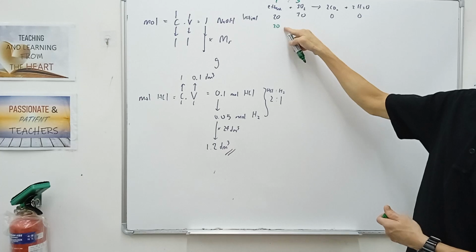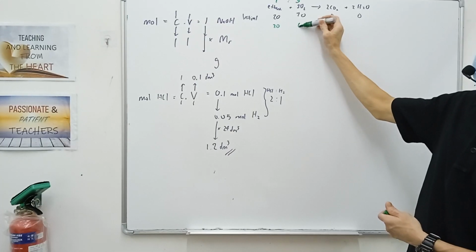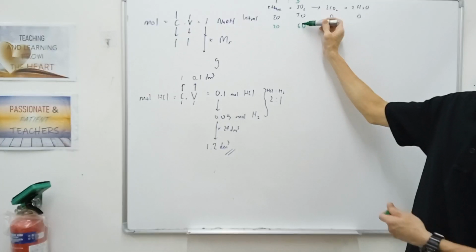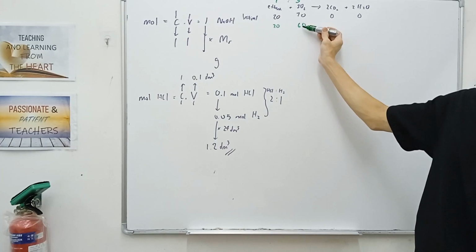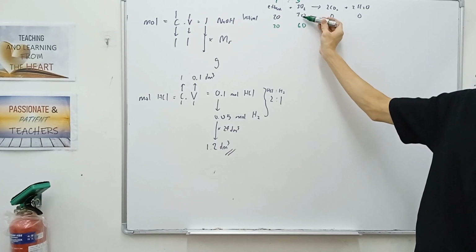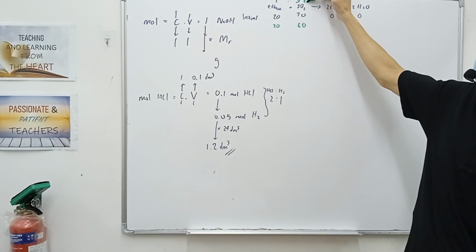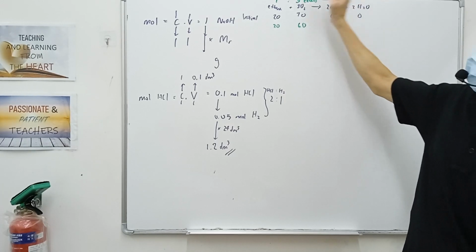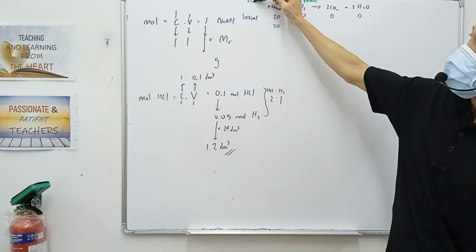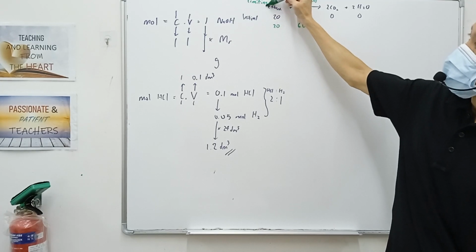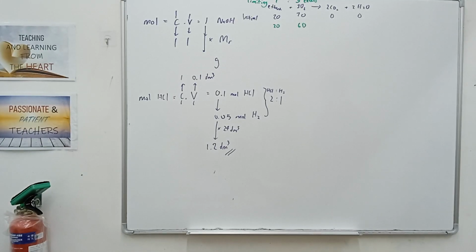need 20 for ethene, 60 for oxygen. Do I have 60 for oxygen? Oh, I have more than that. I have 70 for oxygen. So therefore, oxygen is in excess. And conversely, ethene is limiting. That's how you work it out.